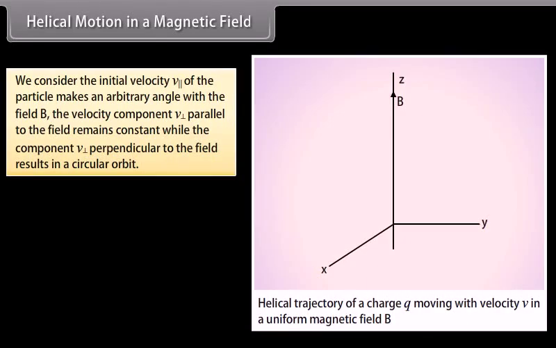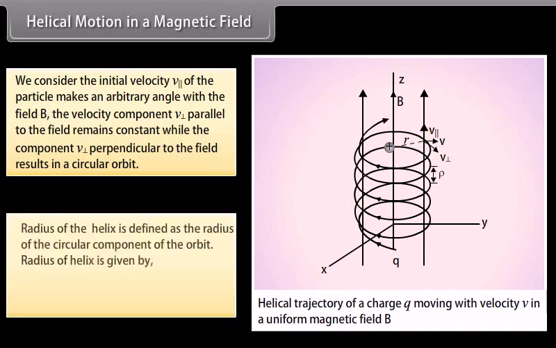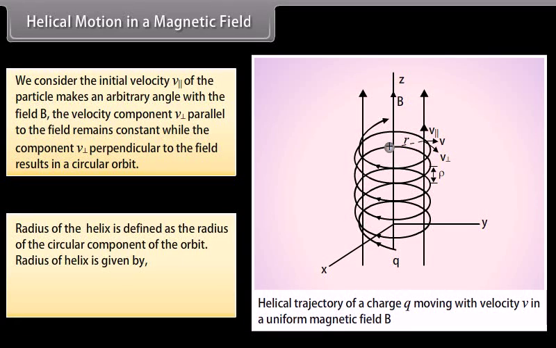Helical motion in a magnetic field. We consider the initial velocity v of the particle that makes an arbitrary angle with the field B. The velocity component parallel to the field remains constant, while the component perpendicular to the field results in a circular orbit. Radius of the helix is defined as the radius of the circular component of the orbit. Radius of helix is given by the perpendicular component of velocity divided by the frequency, which is equal to m times the perpendicular component of velocity divided by qB.